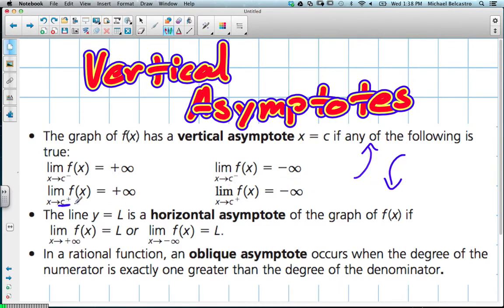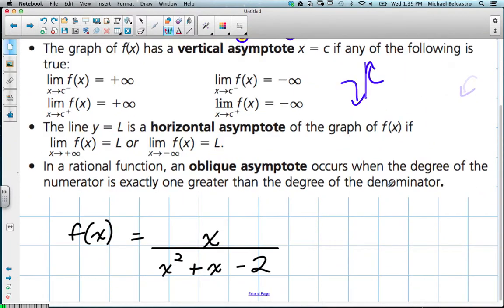And vice versa from the right, the exact same idea. So the idea is that if we ever get anything that does this, anything that does that, anything that does this, and anything that does that, the line in the middle is our vertical asymptote. This is very similar to when we were going over limits. What we're going to be doing is looking for when a function will become undefined.